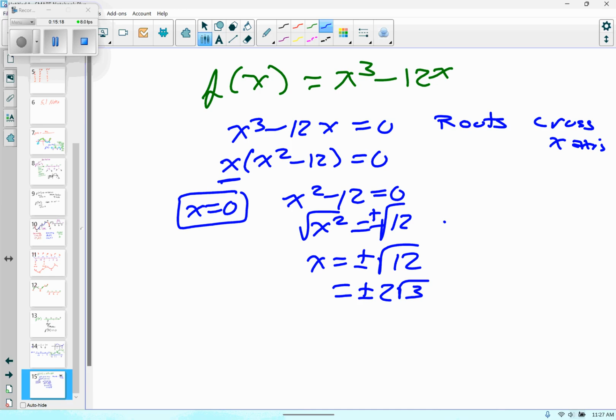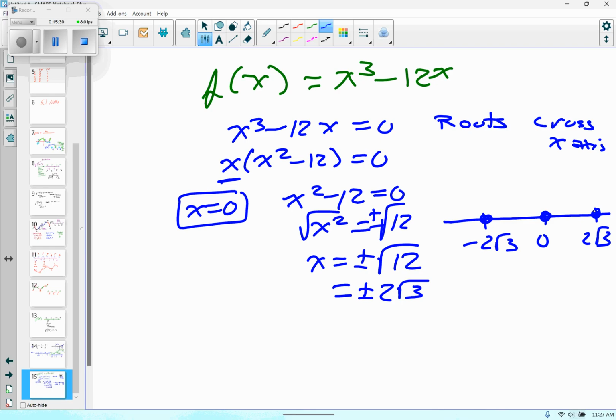So if you were to take a look at this on a graph, you have negative 2 root 3, you have 0, and you have positive 2 root 3. Those are your roots, is where it's taking place. So that's basically where your graph is going above or below the x-axis at some situation.